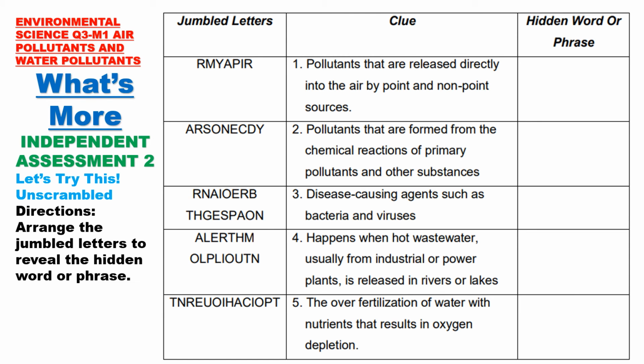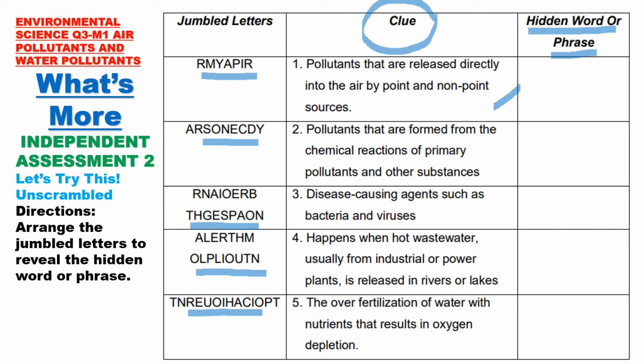Independent Assessment 2. Let's try this, Scrambled. Direction: arrange the jumbled letters to reveal the hidden word or phrase. So here are your jumbled letters. And then, in the second column, you have your clue. The clue will help you to identify what the hidden word or phrase is. So, just read the clues very carefully so that you will be able to unscramble the jumbled letters.